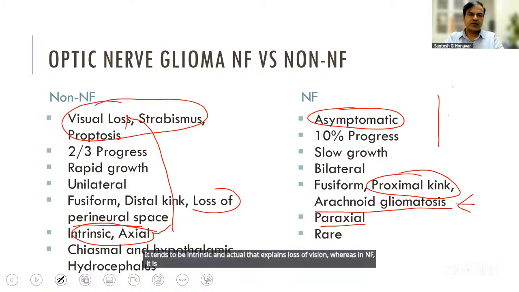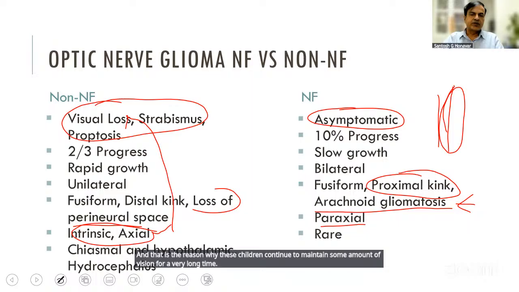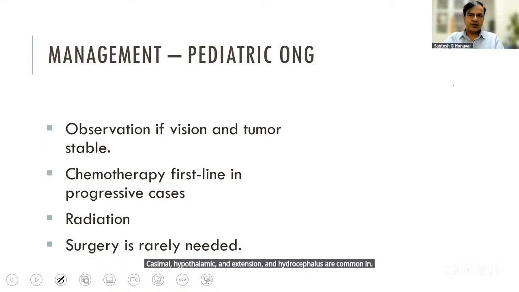That means that if this is the optic nerve, it could be on one side of the optic nerve, and that is the reason why these children continue to maintain some amount of vision for a very long time. Chiasmal hypothalamic extension and hydrocephalus are common in non-NF optic nerve glioma.